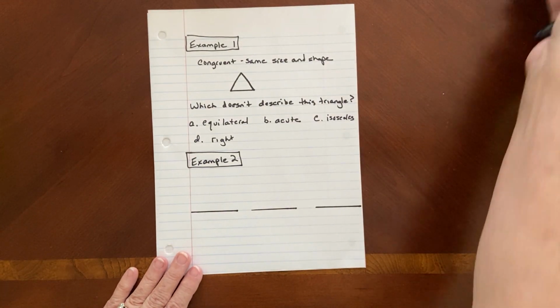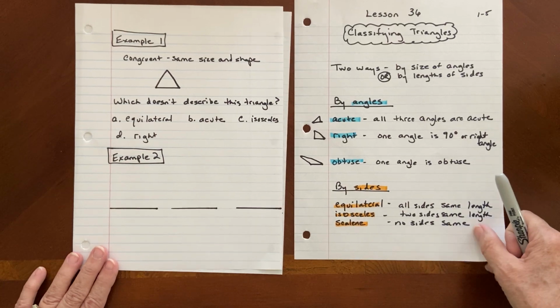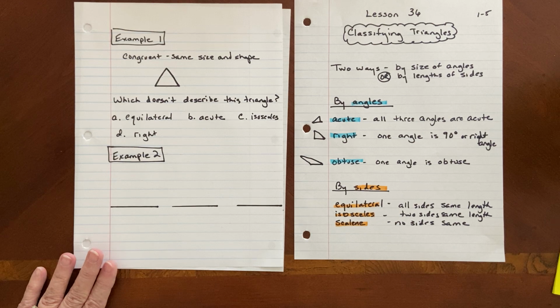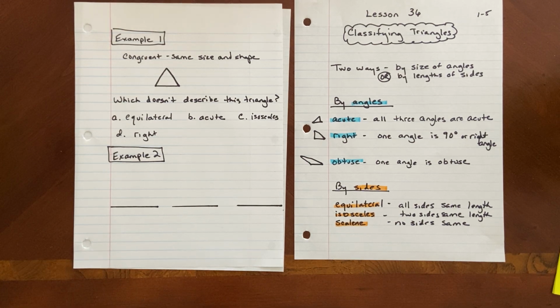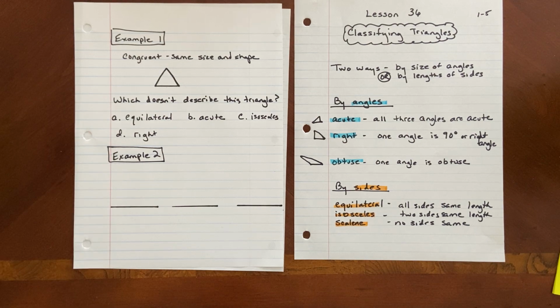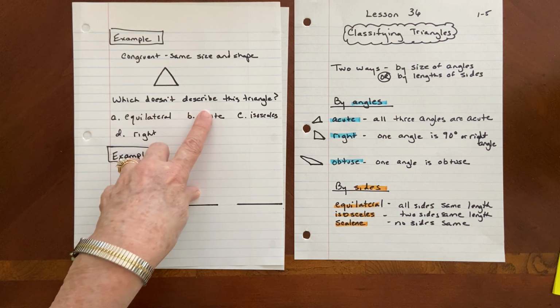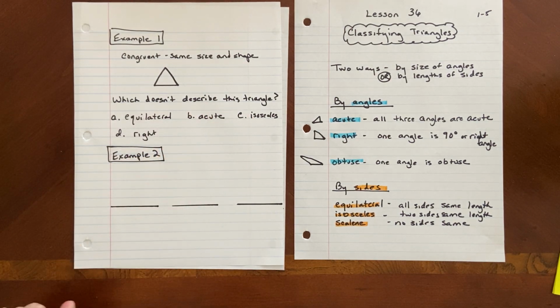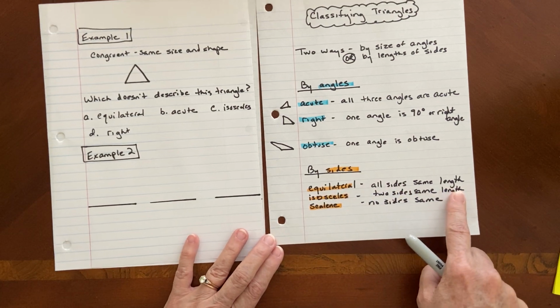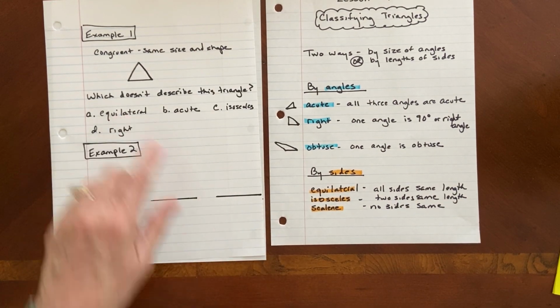Okay, so example one, actually let's leave that here so we can take a look at it. It gives you a triangle, and it says that all three sides of this triangle are congruent. So remember, congruent means the same size and same shape. So they're telling me that each of those sides is an equal length. Okay, so we know that. Equilateral, let's go back over here. Equilateral, all sides are the same length. Well, they just told us that, so that one works.